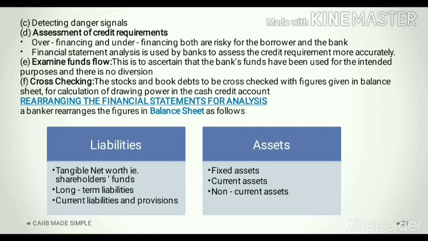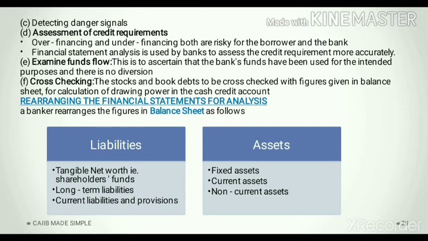Next is examining funds flow. This is to ascertain that the bank's funds have been used for the intended purpose and there is no diversion. Stocks and book debts submitted by the borrowers are cross-checked against the figures in their balance sheet for calculation of drawing power in the cash credit account of the borrowers. Next is rearranging of financial statements for analysis. Now we start analysis. For analysis, bankers usually rearrange the financial statements like the balance sheet and P&L accounts.